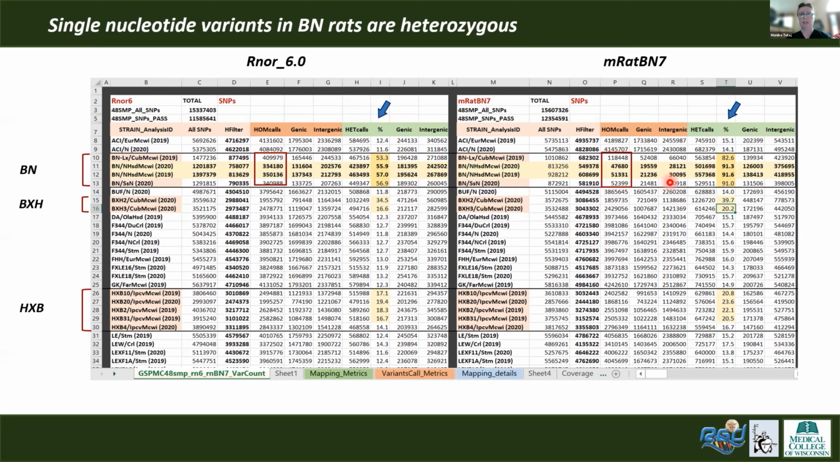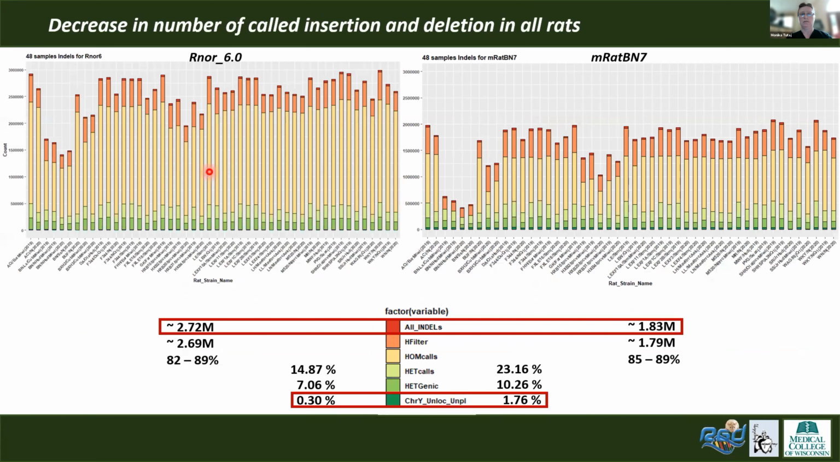Also, the number of variant calls is much smaller than compared with between the assemblies. So now, looking at the insertions and deletions, you can see there is generally a huge drop in the number of indels. So that's interesting, and also something to explore further.